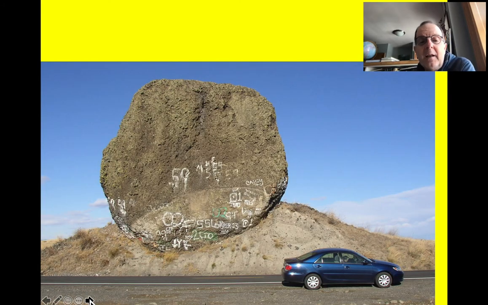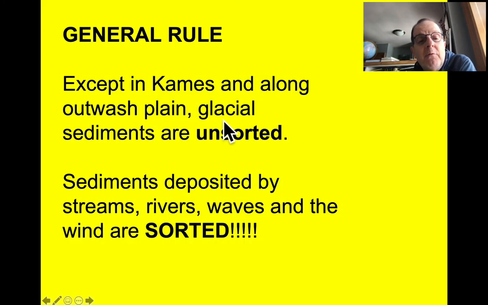Here's a really big erratic in Wisconsin. It's just a gigantic erratic. So this was left behind by a glacier. The general rule with glaciation is that except in kames and along outwash plains and eskers, glacial sediments are unsorted. But sediments deposited by streams, rivers, waves, and wind are sorted. And with that, we're going to stop this segment.